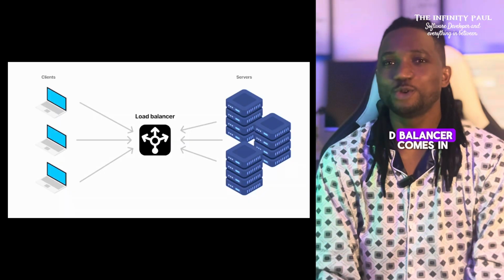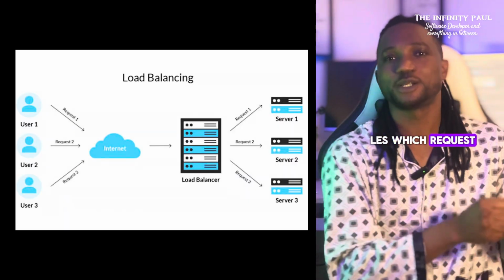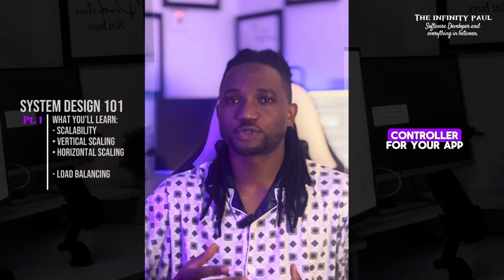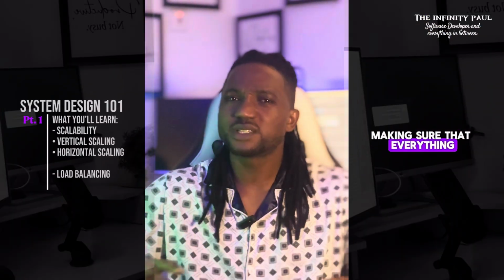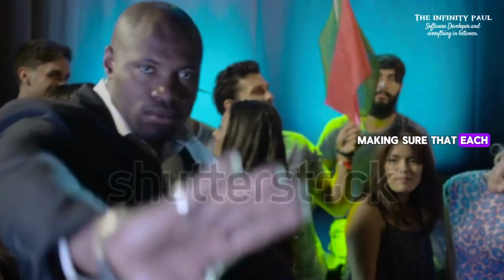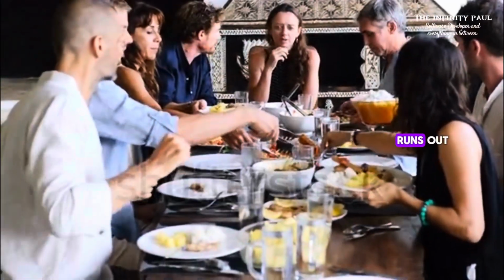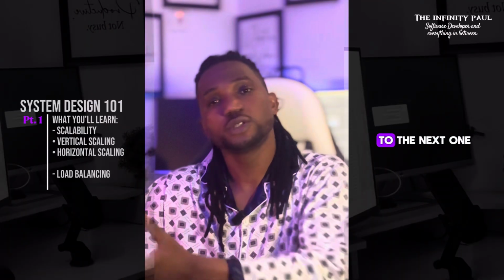Here is also where the load balancer comes into play. It decides which of the servers handle which request, more like a traffic controller for your app, making sure that everything runs smoothly. I would liken it to a party bouncer, making sure that each food station gets the right amount of traffic. If one station runs out, the bouncer sends everyone to the next one.